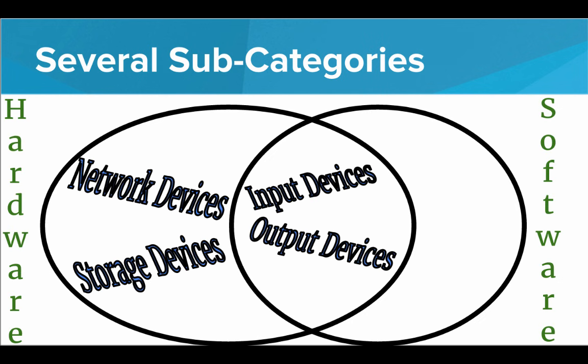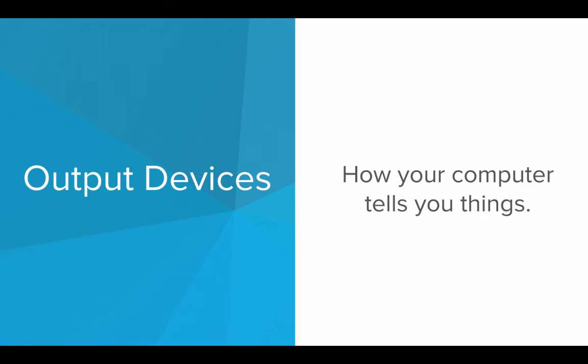Now, there are several subcategories with all these computer parts. We have network devices and storage devices, input devices and output devices. Some of these devices are purely hardware, and some of these devices have both hardware and software components. We'll be diving into each of these subcategories and seeing what all these devices are. So we'll start with output devices.